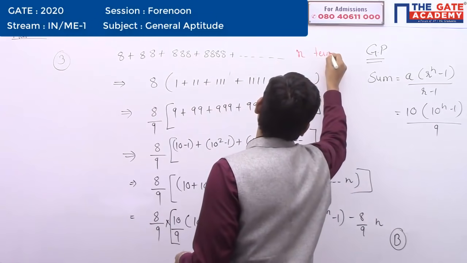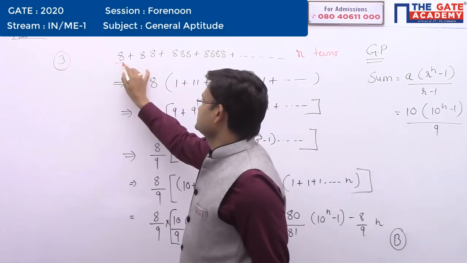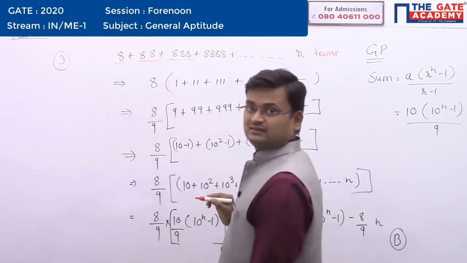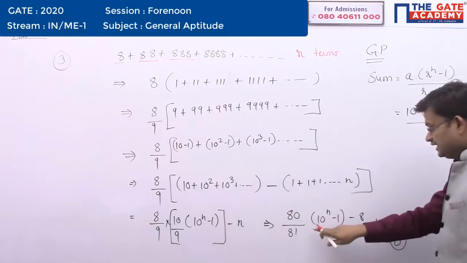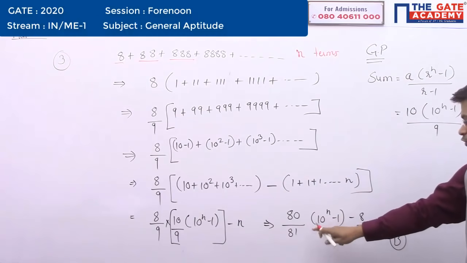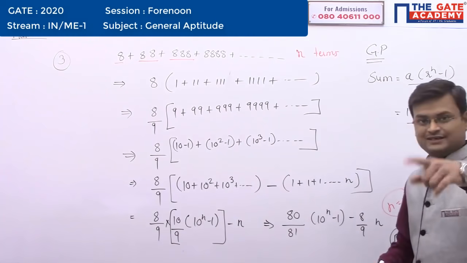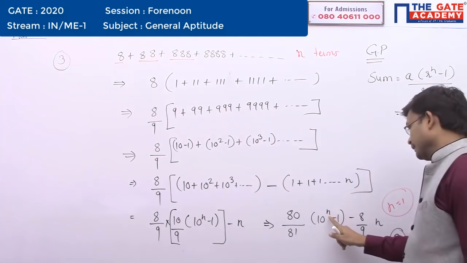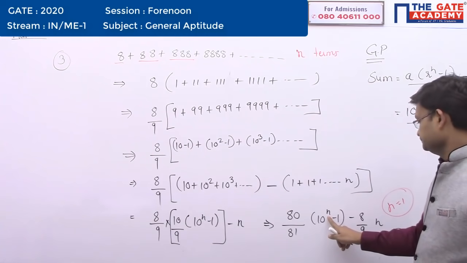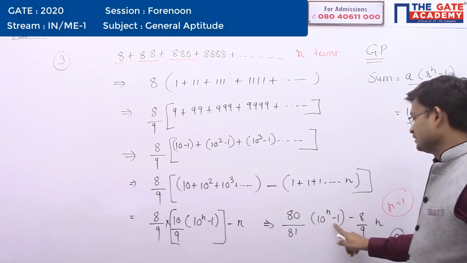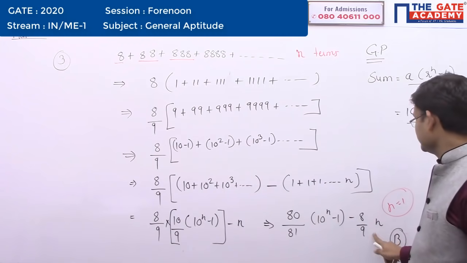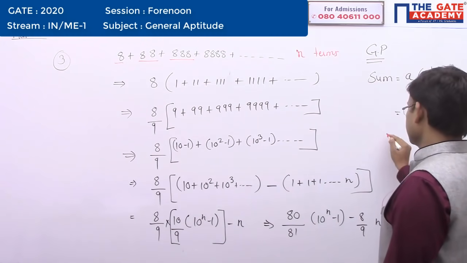N terms. That means this is the first term, this is the second, this is third, correct? So, if I put n is equal to 1 here, you will get the answer in 2 seconds. So, let's put n is equal to 1. So, n is equal to 1 gives 10 minus 1, which is 9. And here, 8 by 9. So, let's solve this.